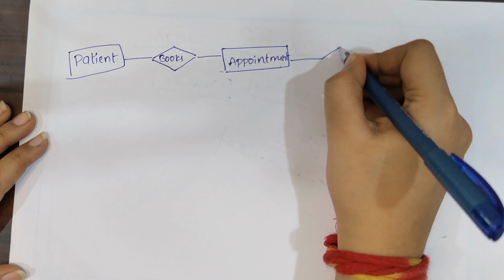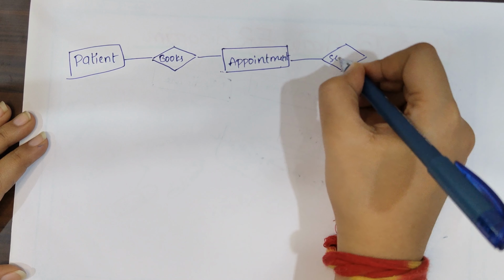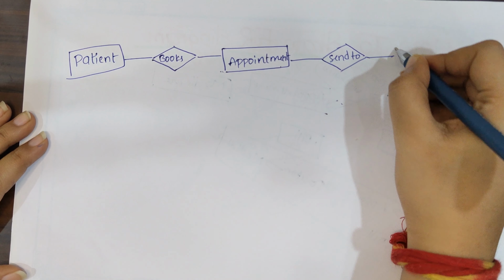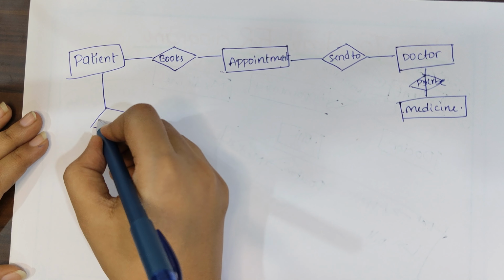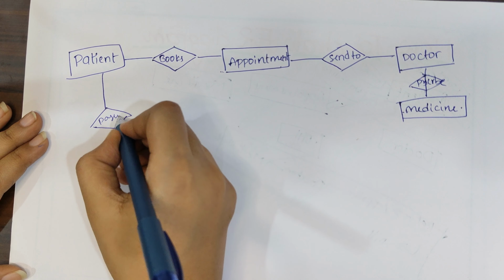After booking, the receptionist will send to doctor. After that, doctor will prescribe medicine. Based upon the medicine, you will go to the medical shop and pay the bill. The patient payment, paying the bill. All these things should happen, right? This is all the relationship in between, like entity and entity.